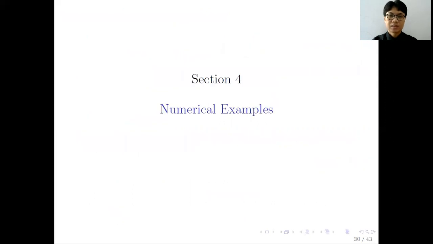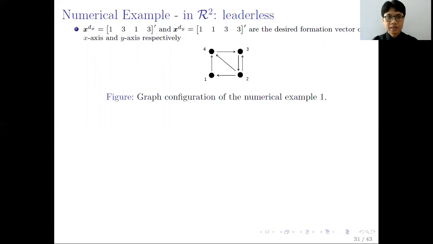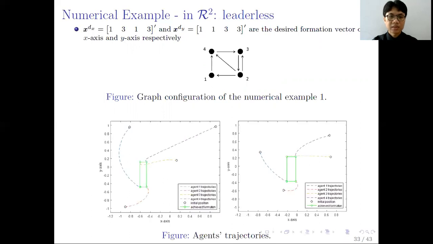The numerical example is now discussed. Now we have a leaderless agent in the numerical example. The xdx and xdy are the desired formation factor in x-axis and y-axis respectively. And this is the graph configuration of the numerical example. And these are the trajectories of agents. The left and right figure shows agents' trajectory when they have different initial position. And we see that agents form a rectangular formation with different formation scaling factor.